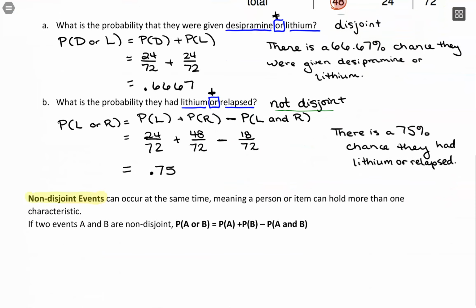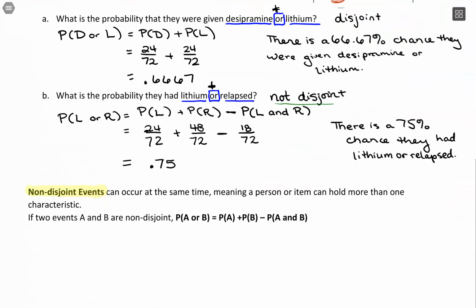So this is what we want to do when the events are not disjoint, or non-disjoint events. It's when you do have this overlap, so they can occur at the same time. And our rule turns into adding the two probabilities, but then what we need to subtract out, this little piece, is the intersection of the two. So where do those groups overlap? We need to subtract that out once, because by just adding those, we double counted a group. So with that, those are the two rules for addition when we see OR.